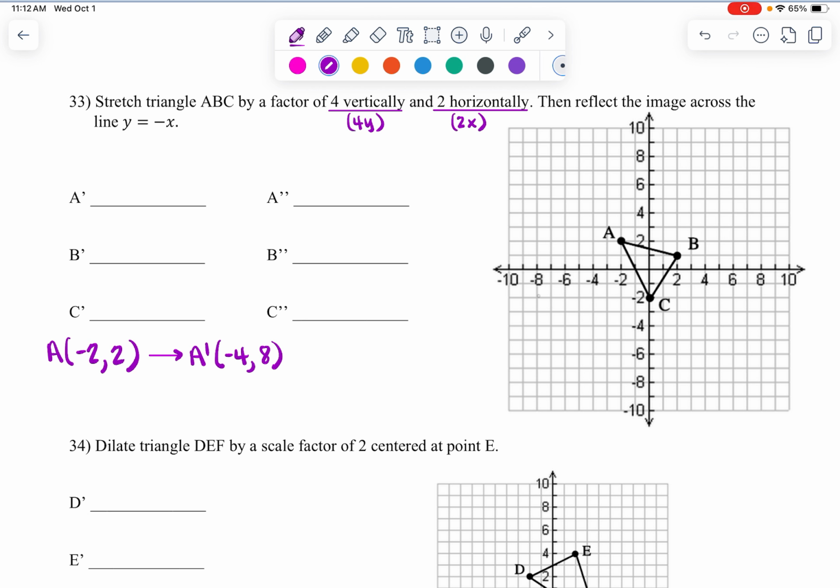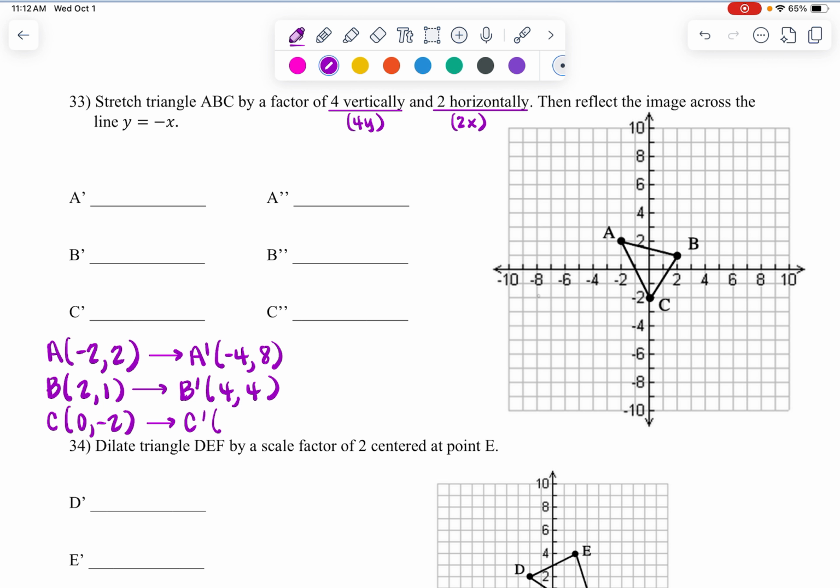Okay, I'm gonna do the same thing with the B. Let's see, where's B? 2, 1. Okay, so B prime, right? We're doubling the X, quadrupling the Y, so 4, 4. And then lastly, let's see, where is C located? 0, -2.